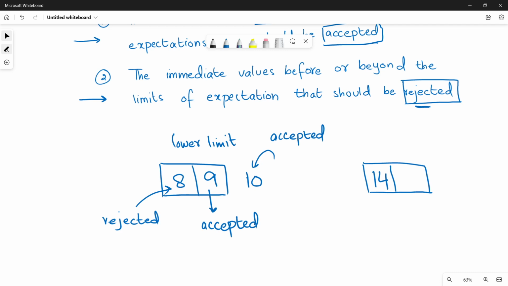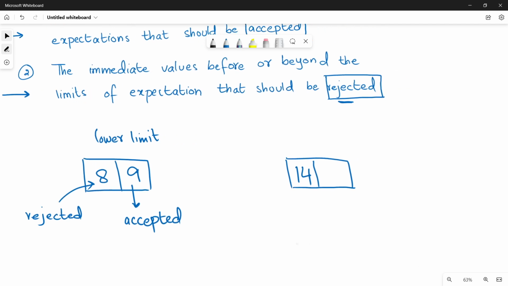So you have to take the pair in such a way that one value needs to be rejected and the other accepted. So in this case, we are going to avoid 10 and we will accept 8 as an immediate value for my lower limit 9. 9 is accepted and 8 is rejected. This is going to be my first pair.